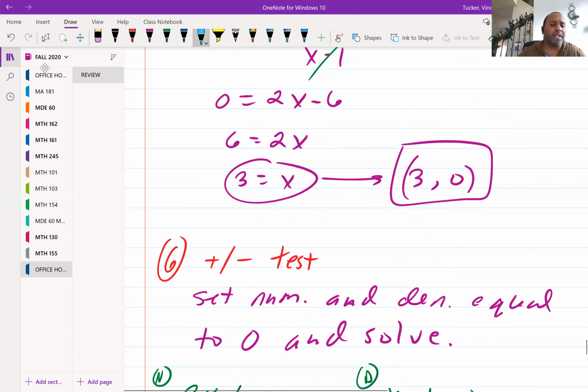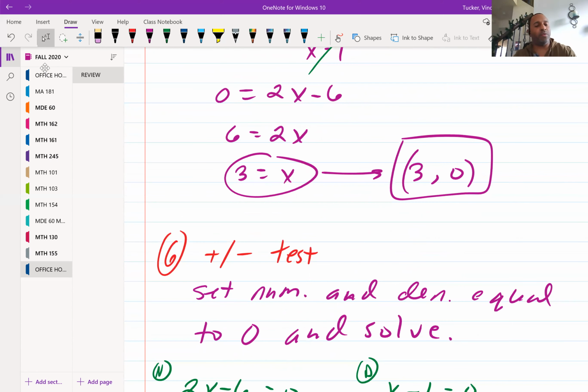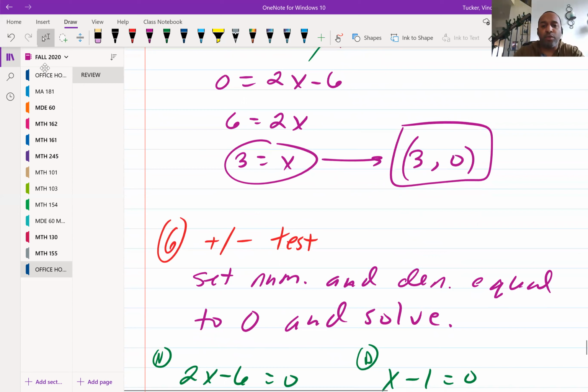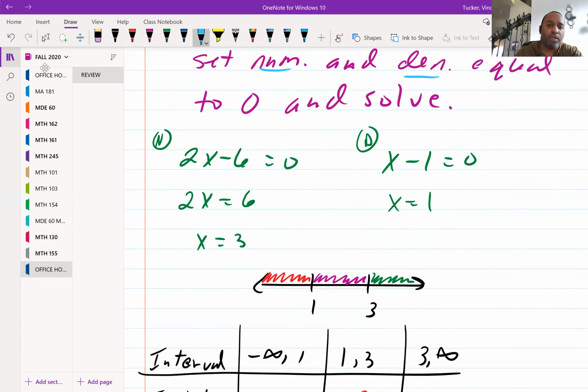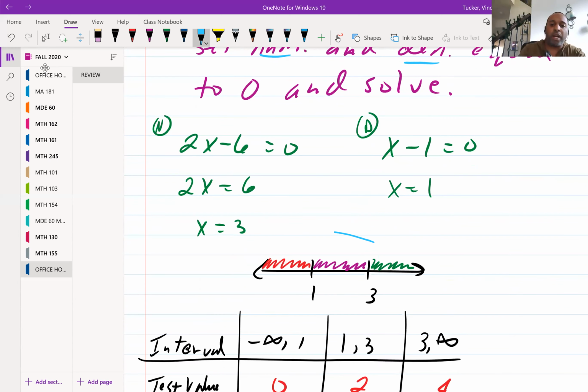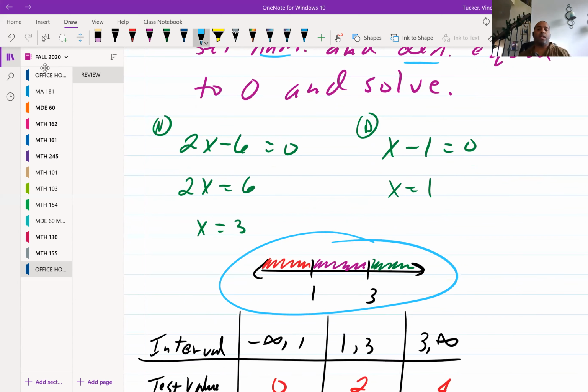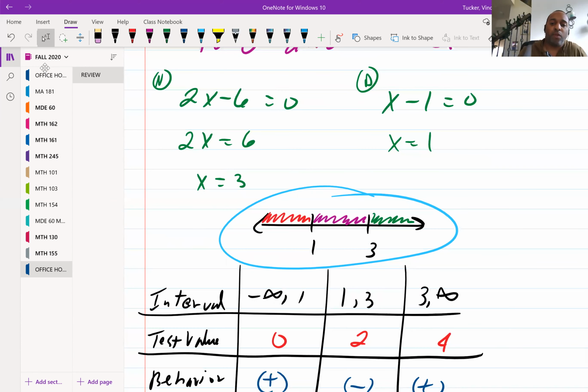All right, now the plus or minus test. I wasn't sure exactly which one they wanted, so I did this one. Let me know if you saw something different that they wanted. You set the numerator and the denominator equal to 0 and solve to set up our intervals. So that's what I did here, 2x minus 6 equal to 0, x minus 1 equal to 0, solve for x. I got 3 and I got 1. So when I go to the generic number line, I have these intervals: negative infinity to 1, 1 to 3, and 3 to infinity.